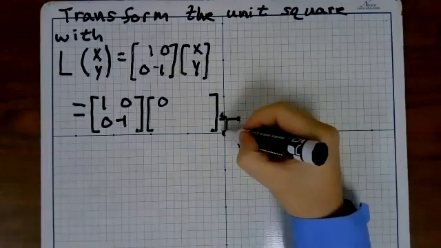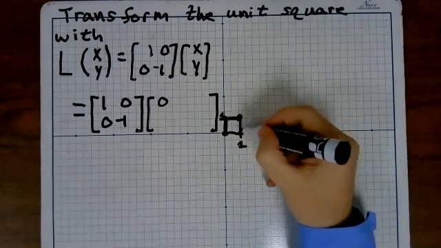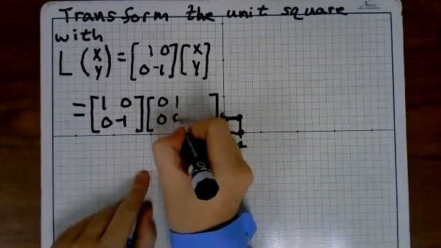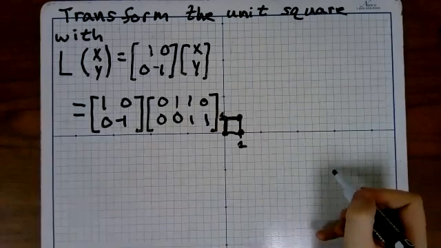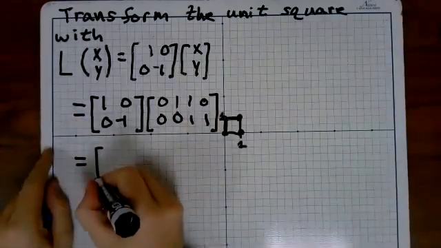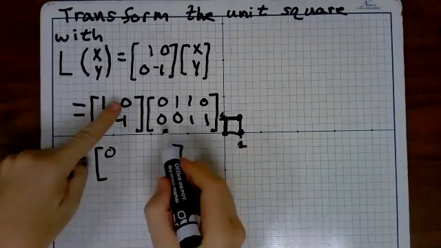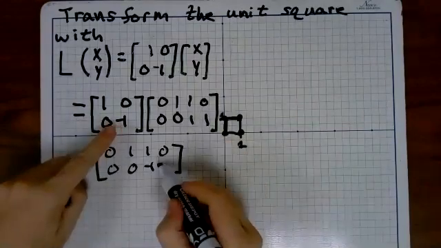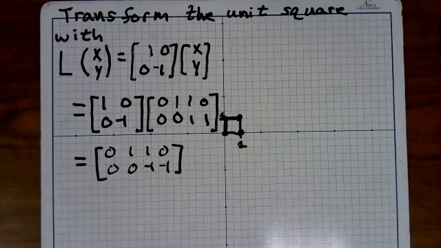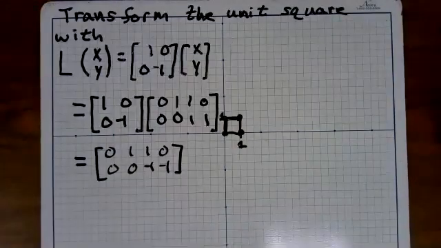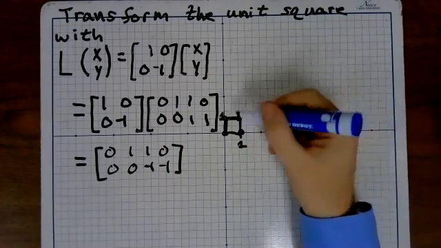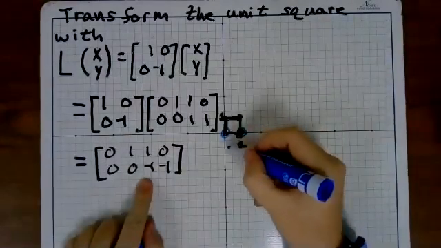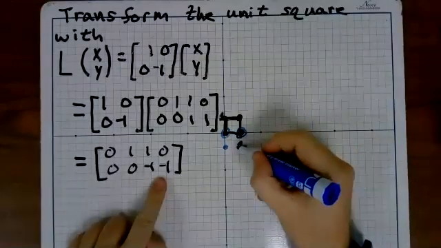Is the ugliest unit square I've ever seen. All right, 0, 0, 1, 0, 1, 1, 0, 1. Multiply them together. Zero, one, one, zero, zero, 0, negative 1, negative 1. All right. So we end up with a point at 0, 0, a point at 1, 0, a point at 1, negative 1, and a point at over 0, down 1. There we go.